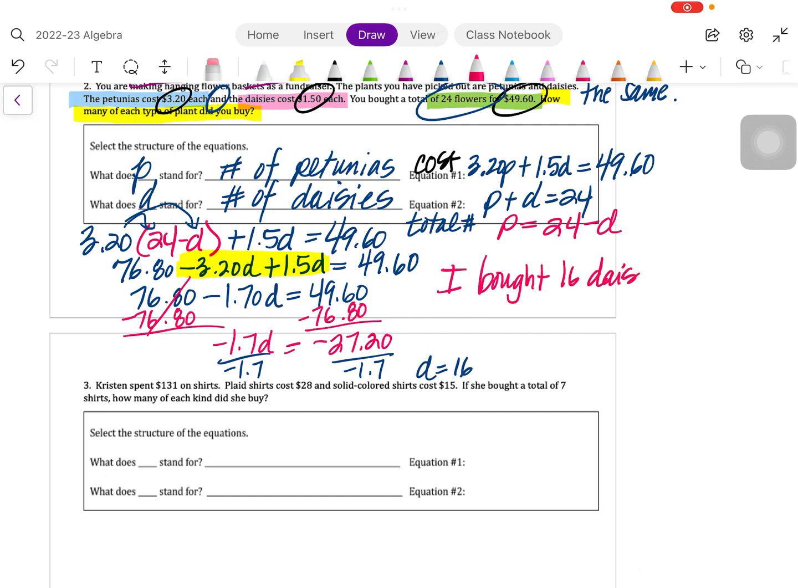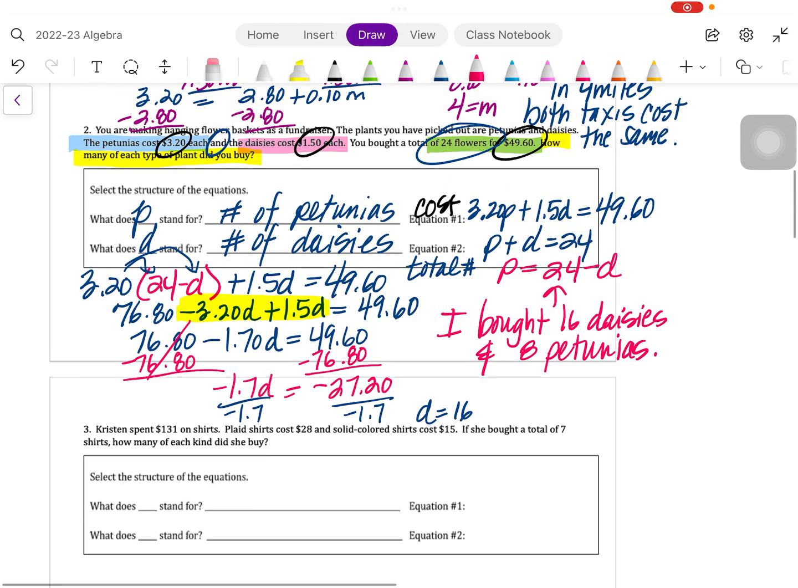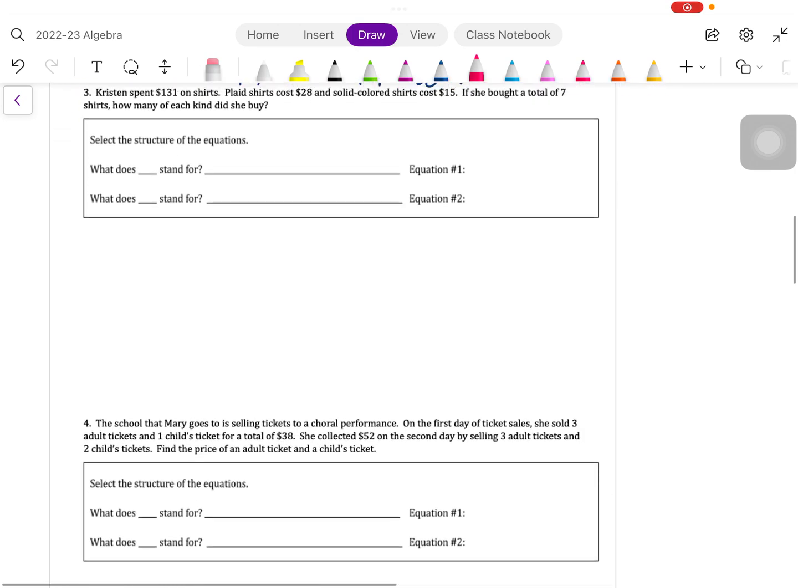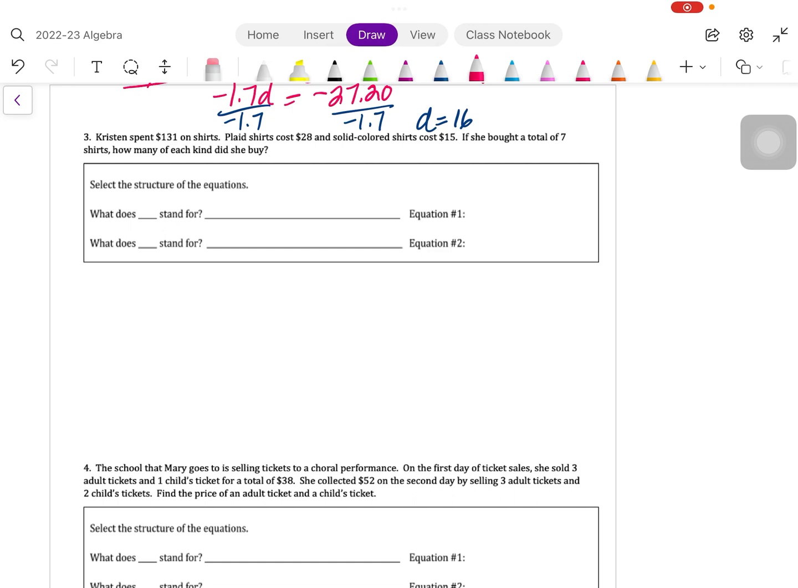16 daisies. To find the number of petunias, I go back to the equation right here. Above it, it says the number of petunias is 24 minus the number of daisies. So 24 minus 16 is 8. So I would say, and 8 petunias. All right. Let's keep going. Next problem.